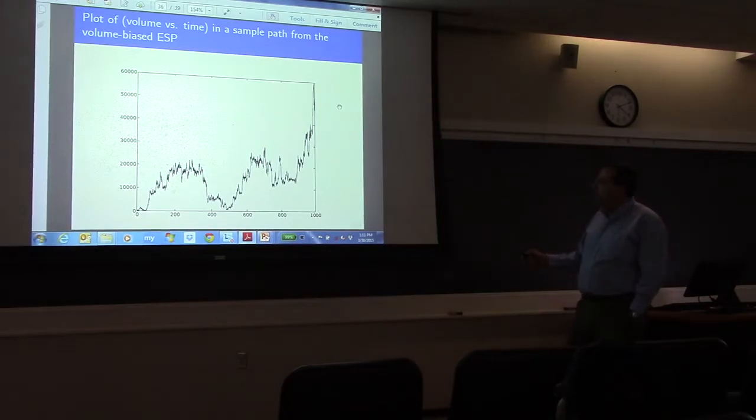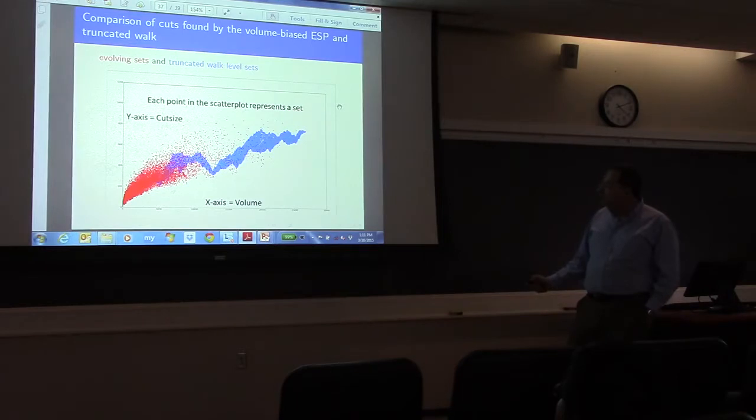So this is a plot of the volume versus time in one sample run. And you see that here the process looks like it's almost dying. Of course, it's conditioned not to die. So here it reached like 1 or 2 points, but then it moves up, and here it finally gets absorbed in the whole space.